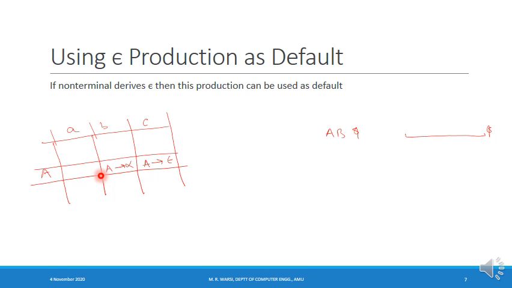So I can expand capital A with epsilon. So I can replace and expand capital A with epsilon, and I can use this particular production as default for handling and recovering from this particular error. So here I'm using a production in order to recover from the error. As of now, this particular error will be caught later when I consult the parsing table for the entry b comma whatever is the next symbol.